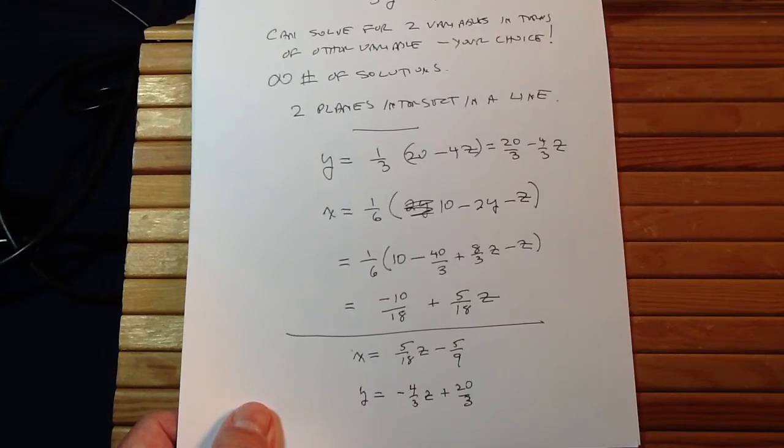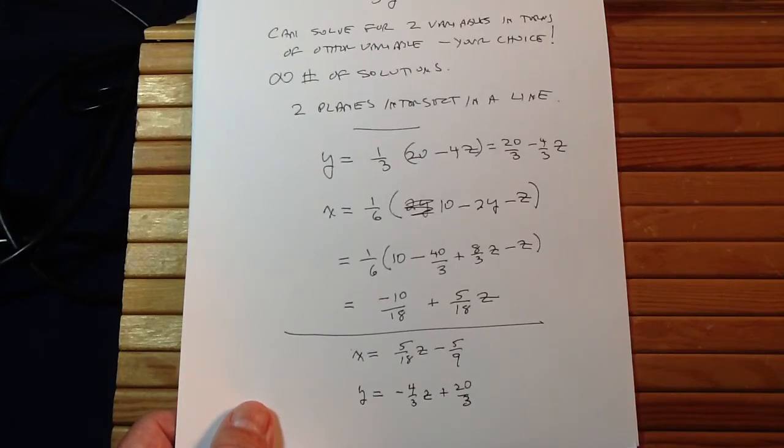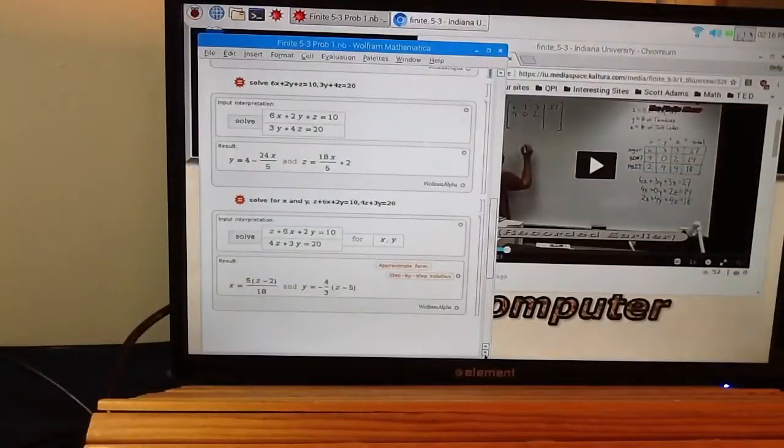And now, of course, we could have done this with Wolfram Alpha, and we'll take a look at that next. Okay, I entered, solve 6x plus 2y plus z equals 10 and 3y plus 4z equals 20, the problem we just looked at. And of course, these are two linear equations and three unknowns. And Wolfram Alpha pops out the result, only now it tells me what y and z are in terms of x. Remember, you've got choices here, and that's what it chose.